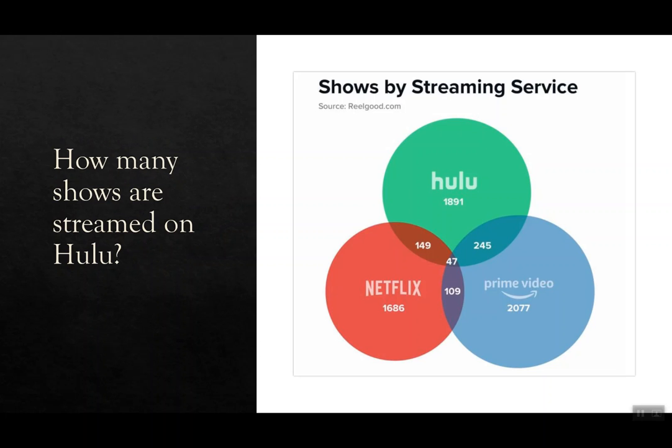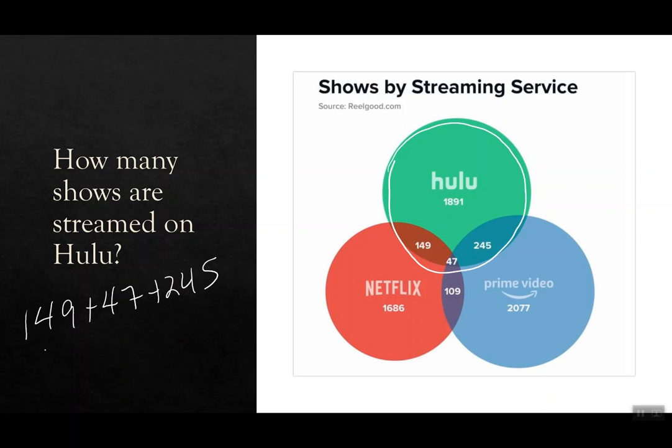Then I said, how many shows are streamed on Hulu? So this time I want to know all of it. So this says I'm taking this whole circle that belongs to Hulu. I'm going to add 149 and 47 and 245 and 1,891. So let's add that up, 149, 47, 245, 1,891. And that gives me a total of 2,332.